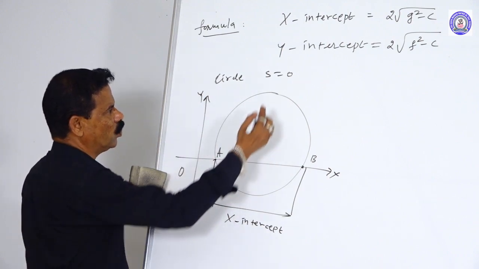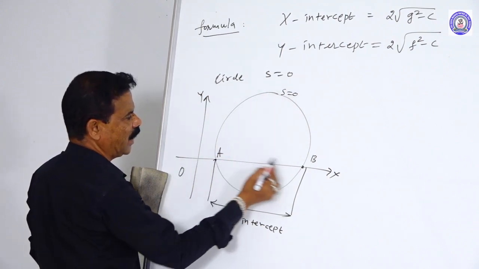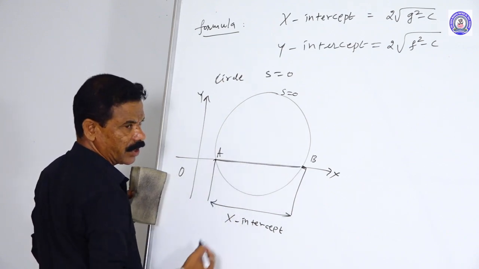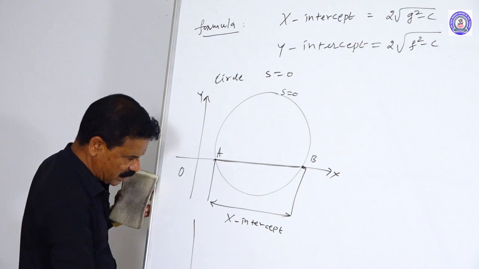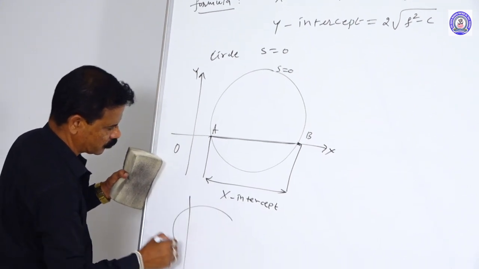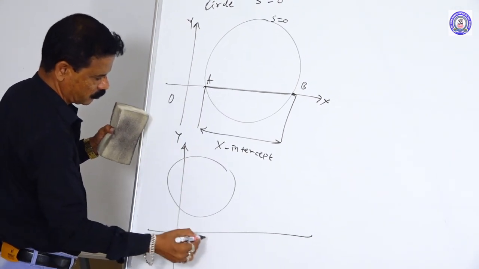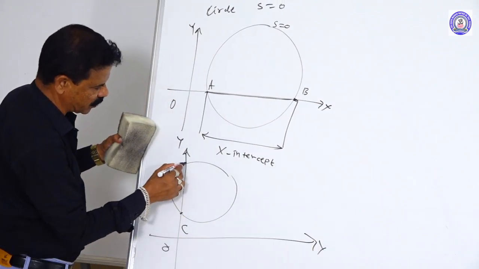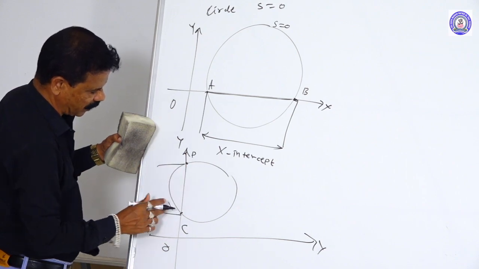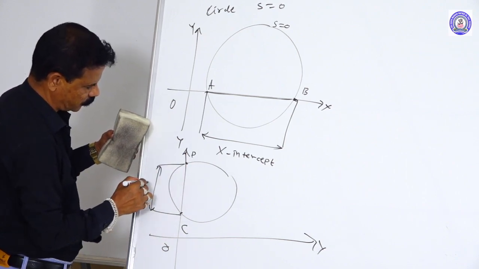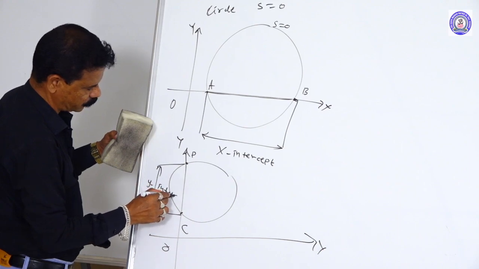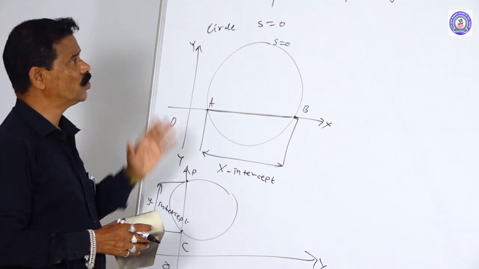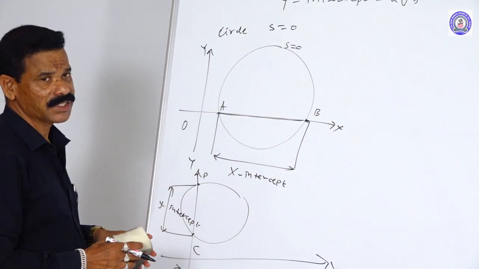The circle S is equal to 0 will intersect at A and B points. Then AB is the x-intercept, and the y-intercept is the segment between the points C and D. This is C point, this is the D point. Suppose this is the y-intercept. Okay, how will it come? 2 root g square minus c, 2 root f square minus c.